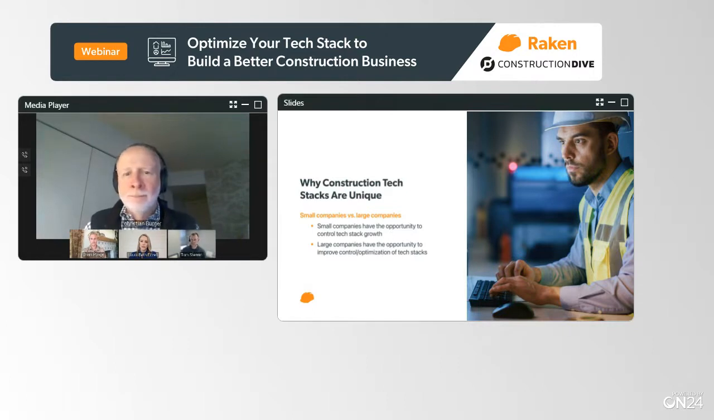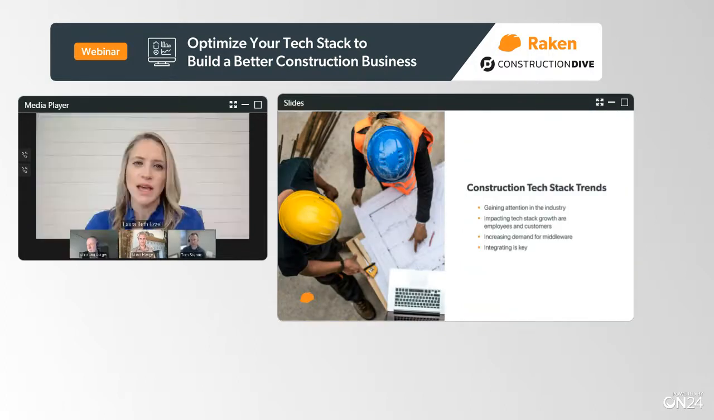Yeah, great points there. And that makes a lot of sense. So when it comes to tech stack trends, what are you seeing in construction, especially considering what Brian mentioned about some companies dealing with small tech stacks while others have very large tech stacks?